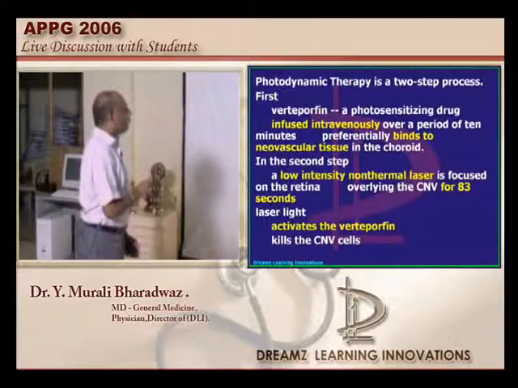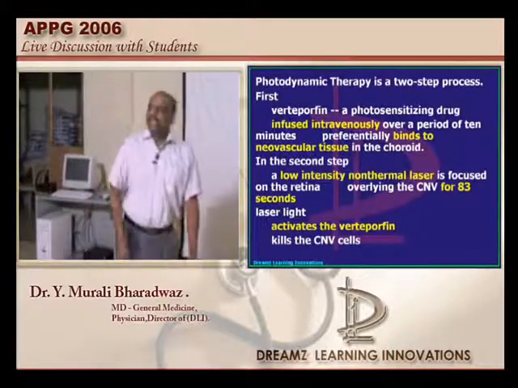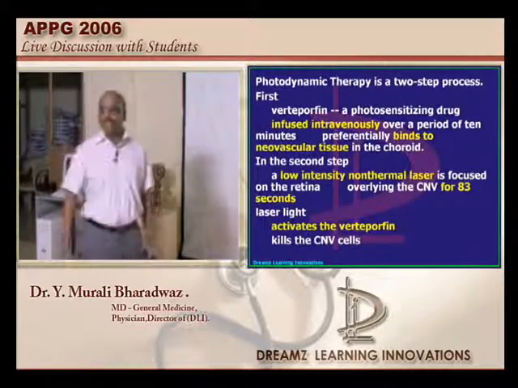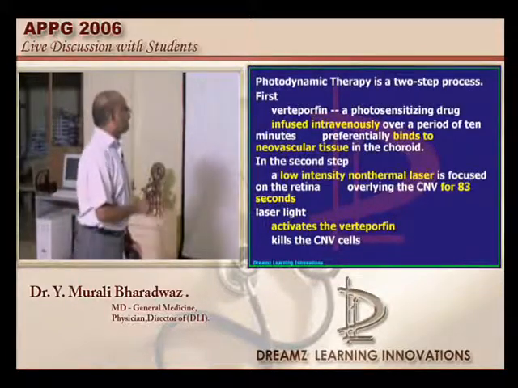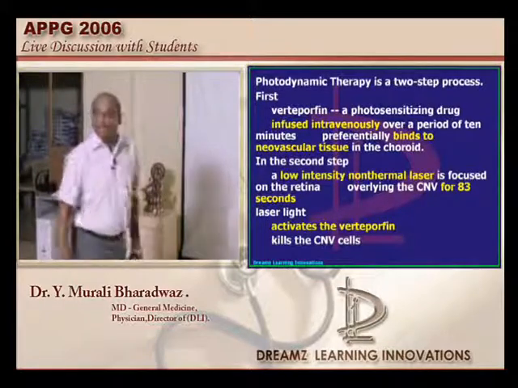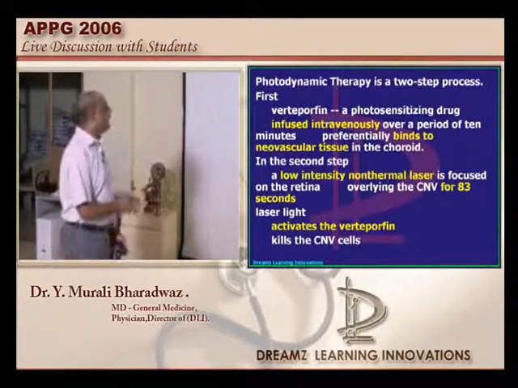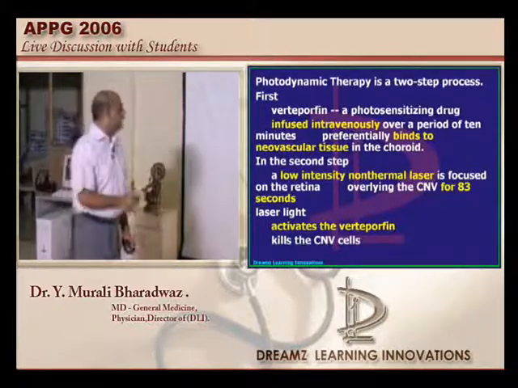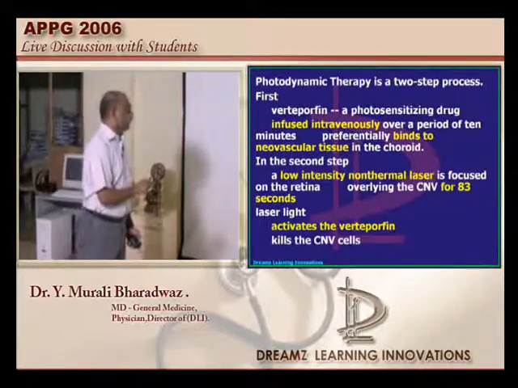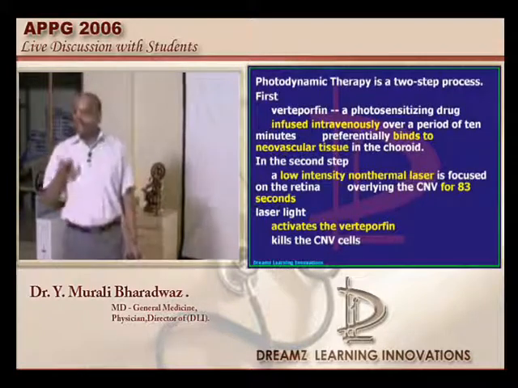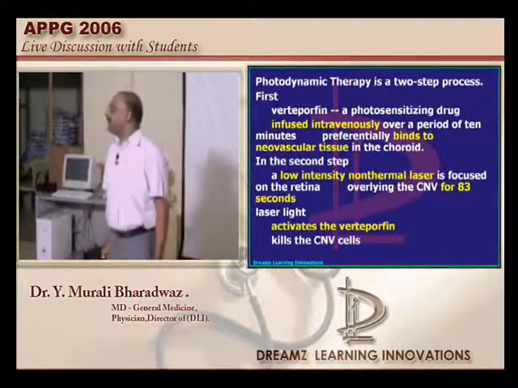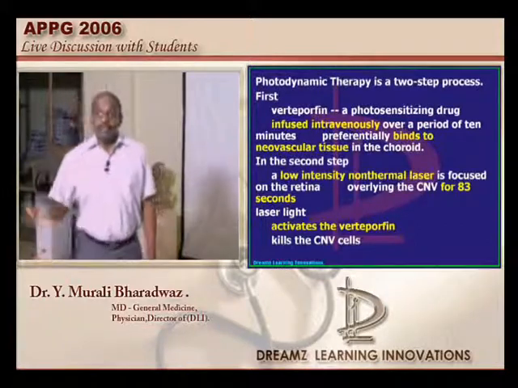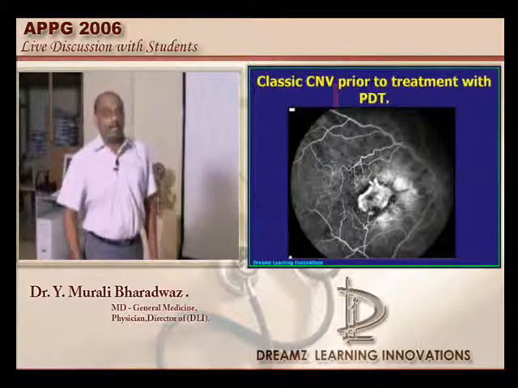The other type is called photodynamic therapy. In this, a substance called verteporfin, which is a photosensitizing drug, is infused intravenously, and it will be binding to that neovascular tissue. In the second step, you will be applying a low intensity non-thermal laser for a period of about 83 seconds, and that will activate the verteporfin, and that will be killing all those new vessels which are forming. So that's the reason photodynamic therapy has a role in the wet form of age-related macular degeneration.